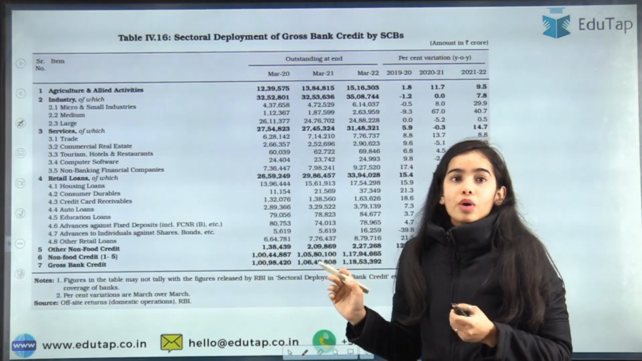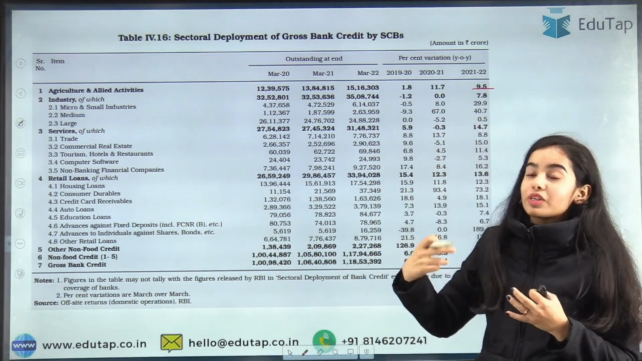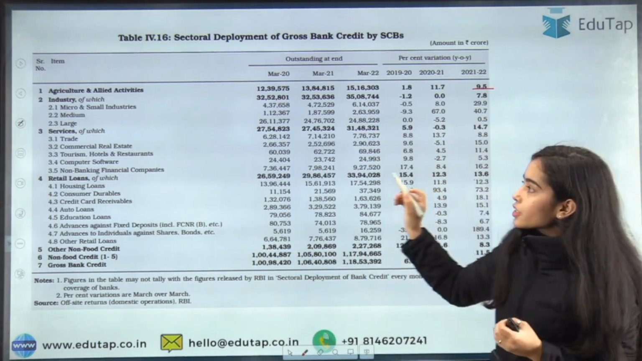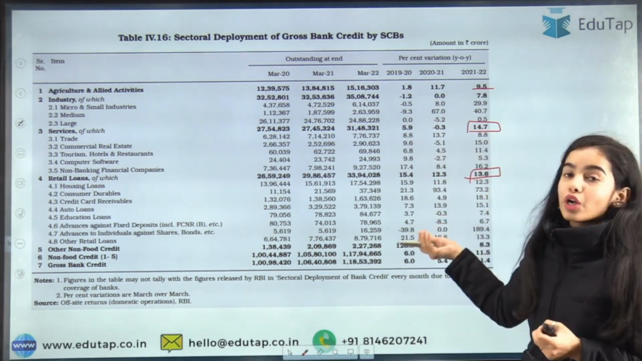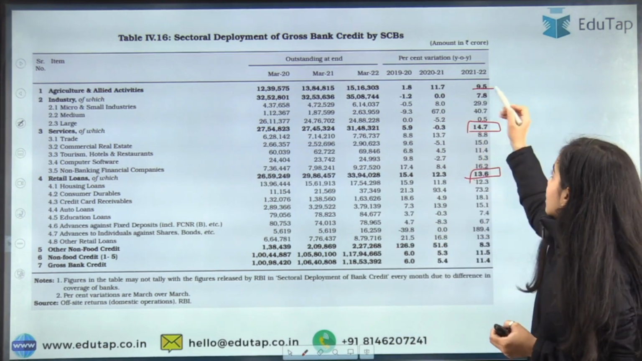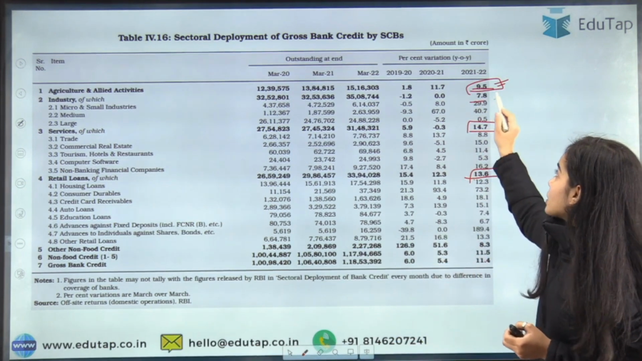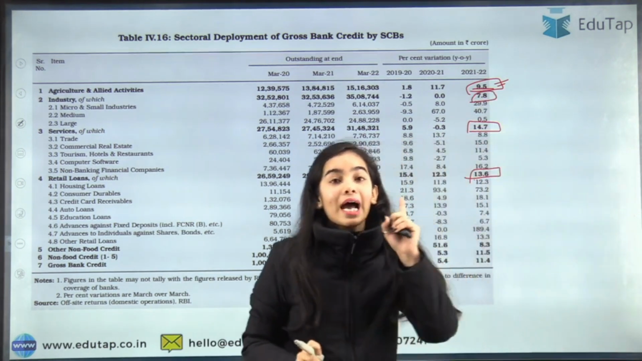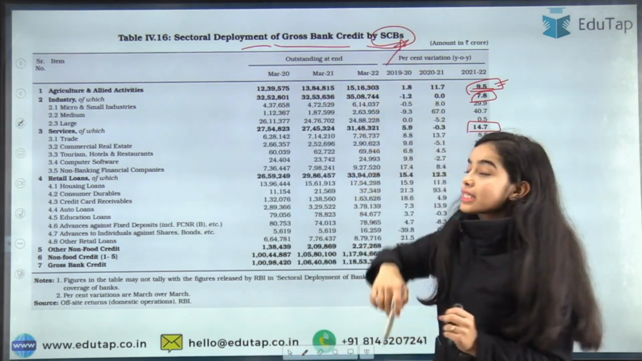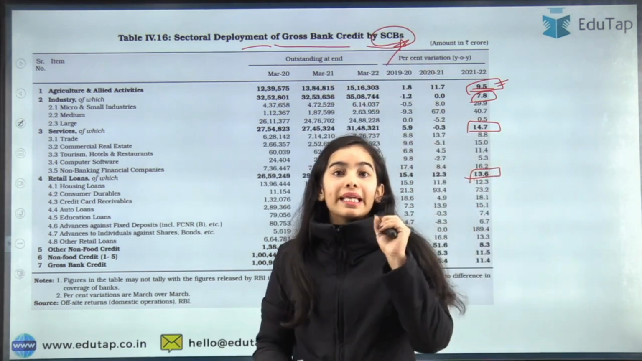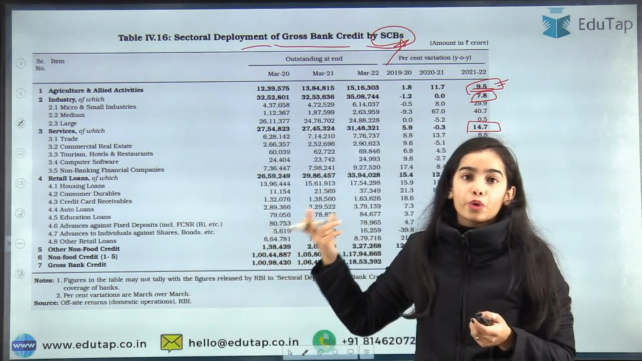Okay. So now coming to the sectoral deployment, here you can see the sectoral data, how much credit is going to which sector. The most credit is going to the service sector, and then to retail loans. Then the agriculture sector is getting 9.5% of the gross loans, and then the industry sector. So the highest sectoral deployment of gross bank credit by the scheduled commercial banks is to the service sector, and then to retail loans.